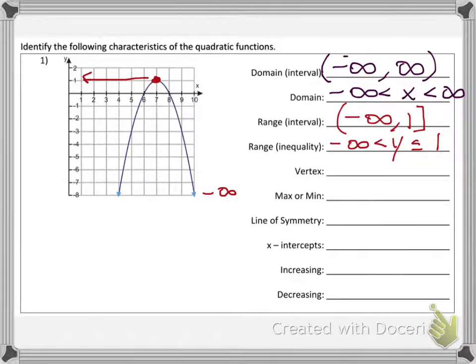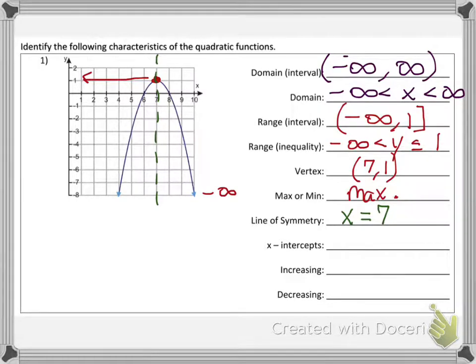All right, vertex. Obviously, where my red dot is, that's my vertex. And the ordered pair of my vertex is 7, comma 1. As you can see, since my vertex is on top, I have a maximum. My line of symmetry is the imaginary dotted line that goes straight through the vertex. So my axis of symmetry is going to be this line right here. That's the only line that can go straight through that vertex. And as you can see, it crosses through the value 7 on the x-axis. So my line of symmetry will be x equals 7.